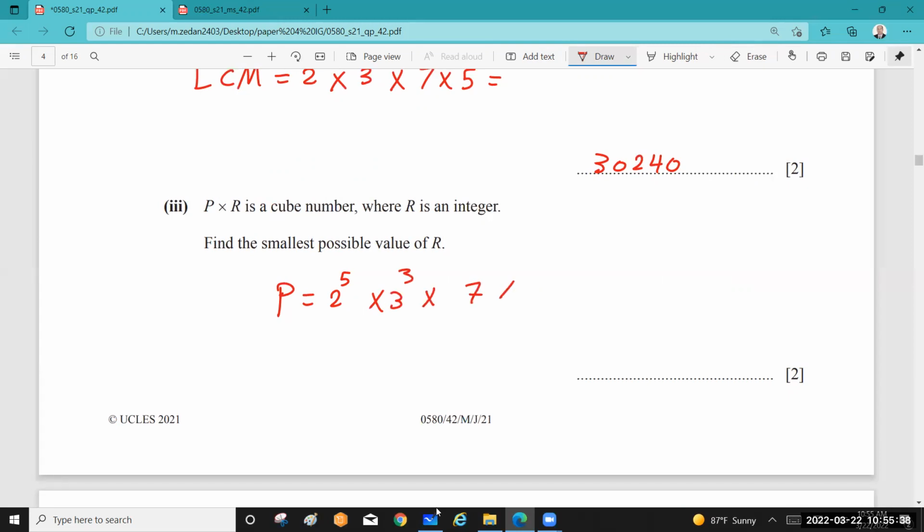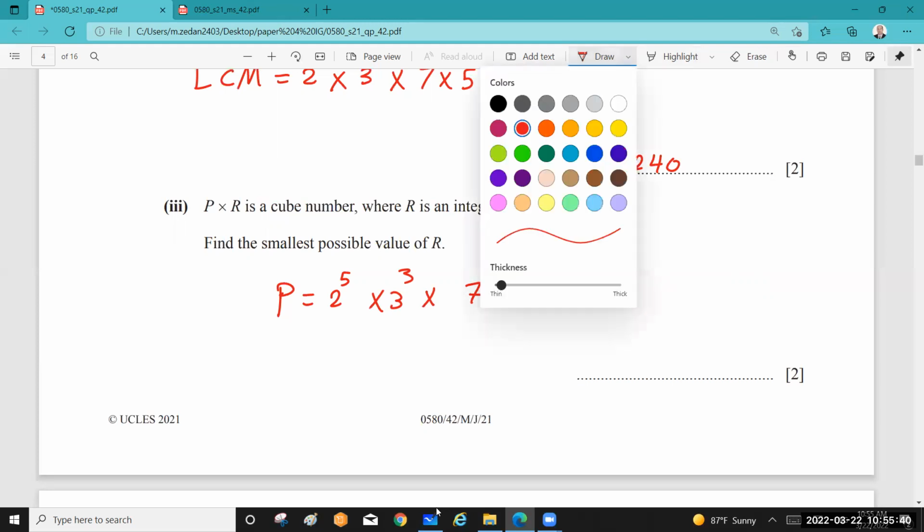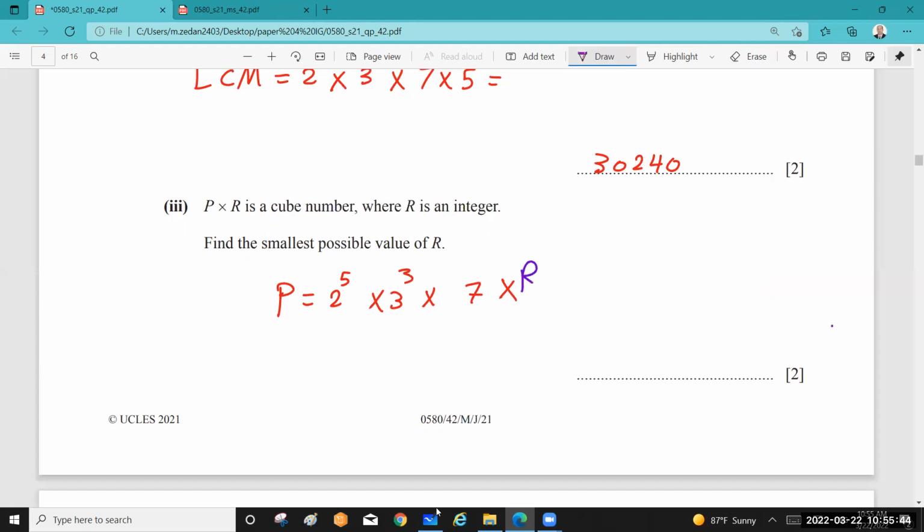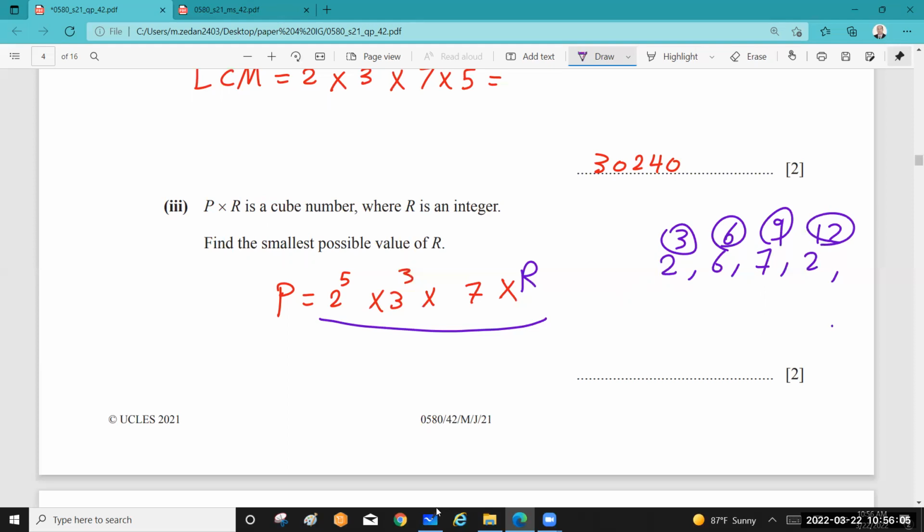I want to multiply this number by another number R, any number, such that the whole number is a cube number. The number is a cube if the power is 3 or a multiple of 3. You understand? I mean 2 power 3 is a cube number, 6 power 6 is a cube number, 7 power 9 is a cube number, 2 power 12 is a cube number. So if the powers are multiples of 3, the number is a cube number.